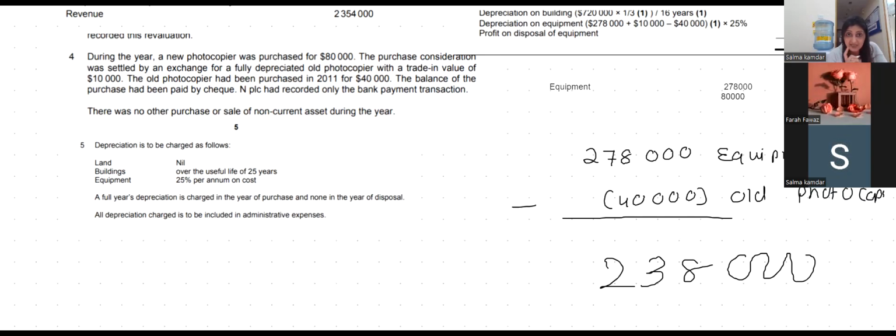The balance of the purchase has been paid by check. NPLC had recorded only the bank payment transaction. The photocopier purchase price was how much? 80,000. And this you have replaced, right? You purchased the photocopier and you've replaced it by the old photocopier.